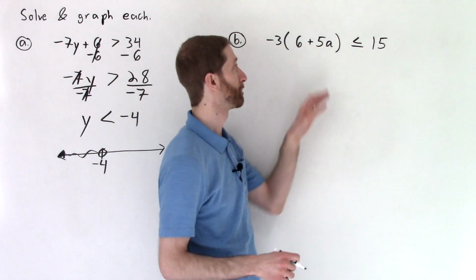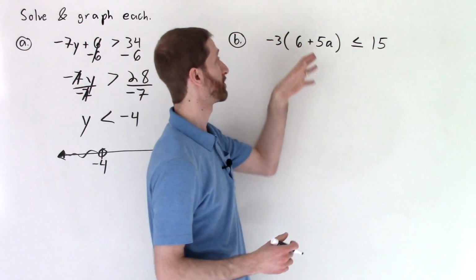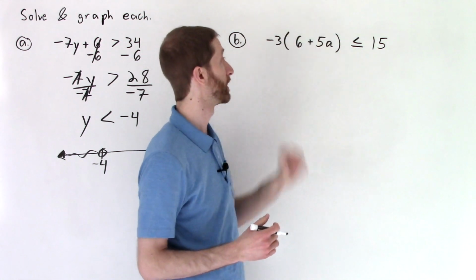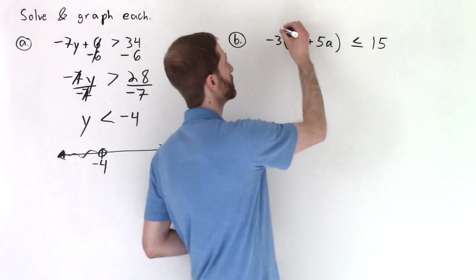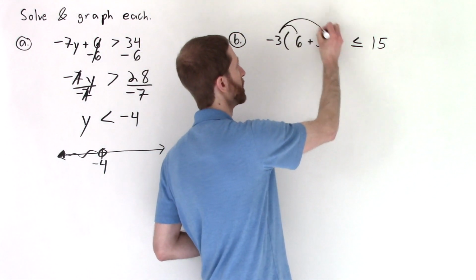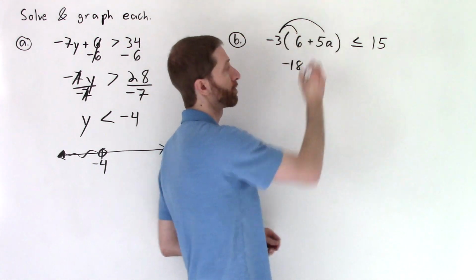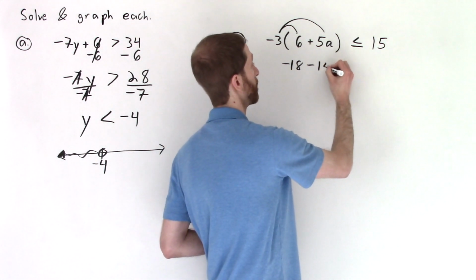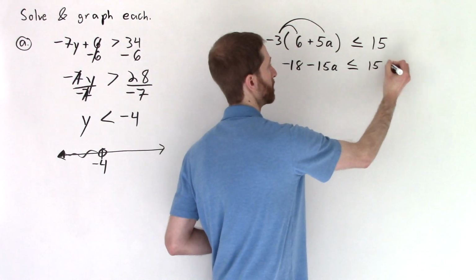All right, last but definitely not least, we've got this problem where it looks like we're going to have to distribute to start because a number times a quantity is begging for us to distribute. So let's tackle that first. I'm going to multiply by negative 3 to each term. Negative 3 times 6 is negative 18. Negative 3 times a positive 5a is negative 15a, or minus 15a. And I'm just copying the inequality sign as less than or equal to 15.